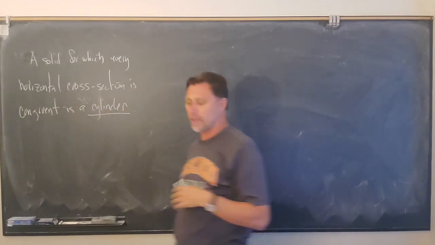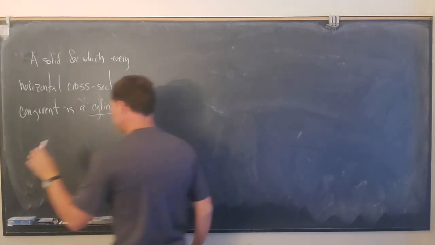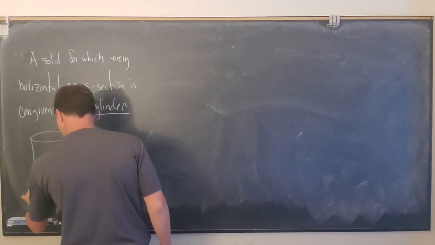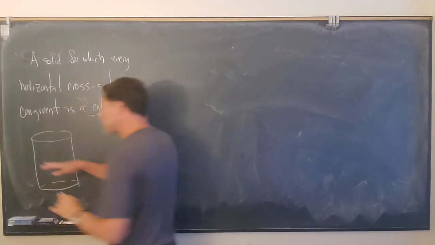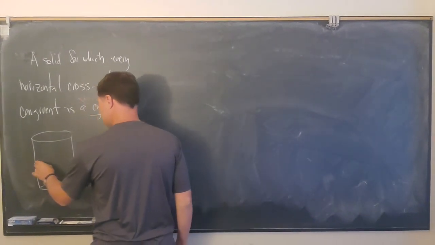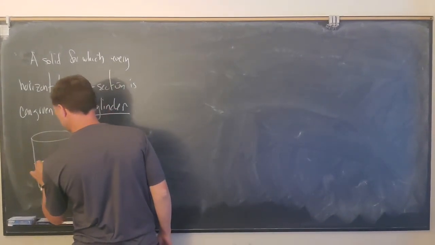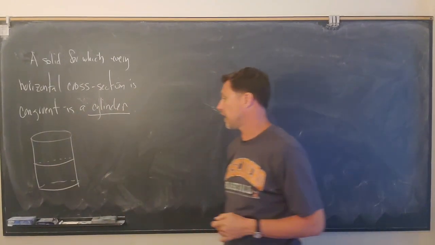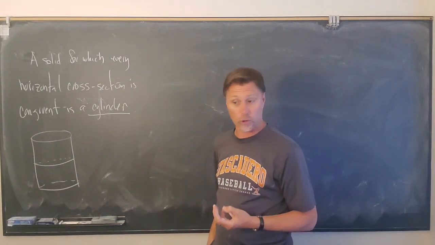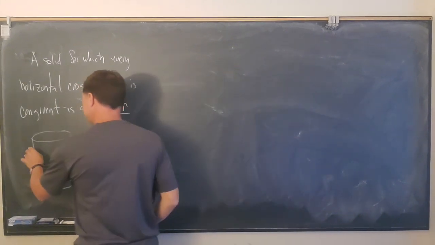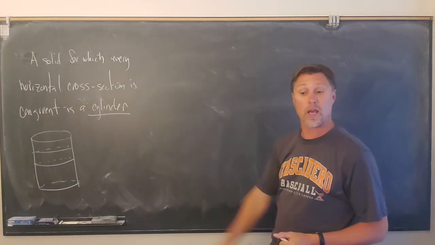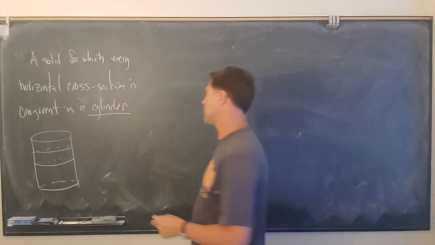Now, typically, when we hear the word cylinder, what we usually think of is a shape like this, right? And in this case, this is definitely a cylinder as far as our definition goes. Every horizontal cross-section, if we just slice through it horizontally, is a circle. And no matter where we slice, the circle is going to have the same radius, so all the circles will be congruent. So this now is an example of a cylinder.